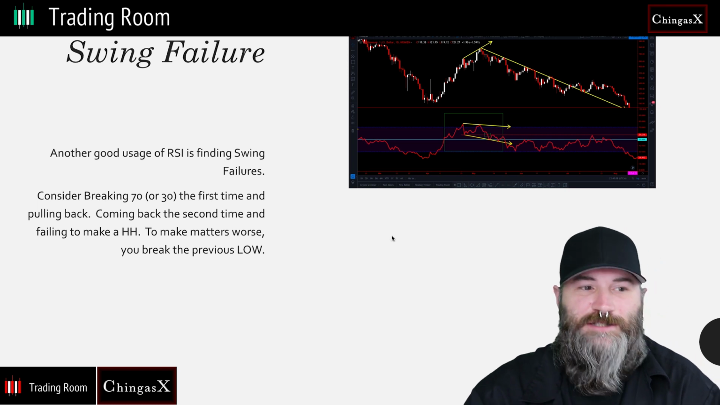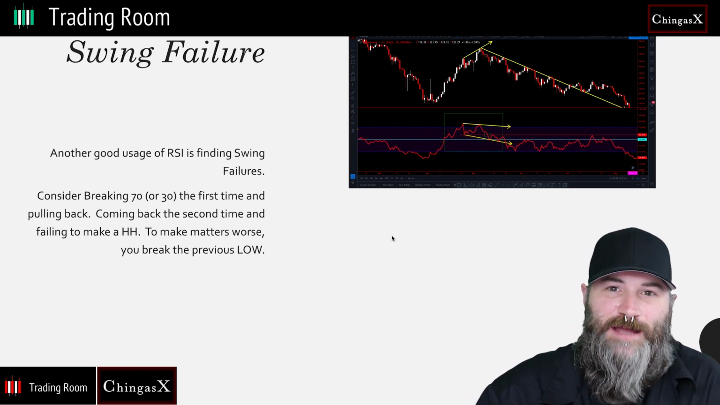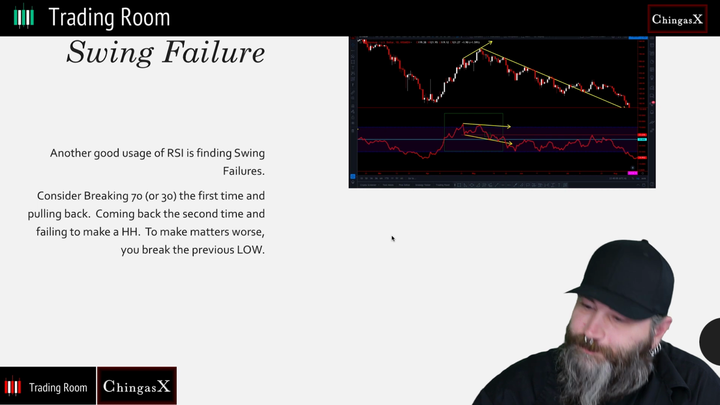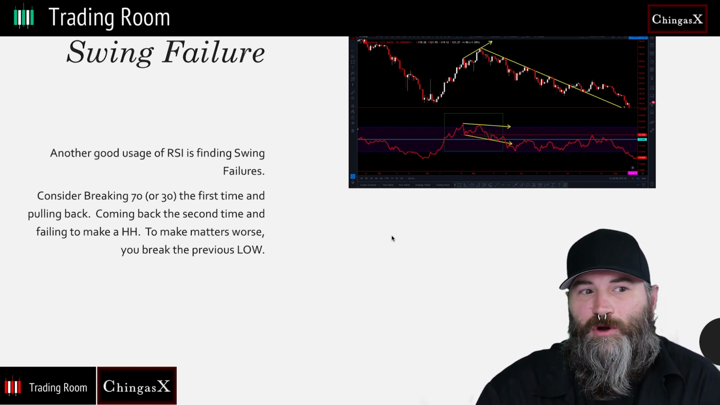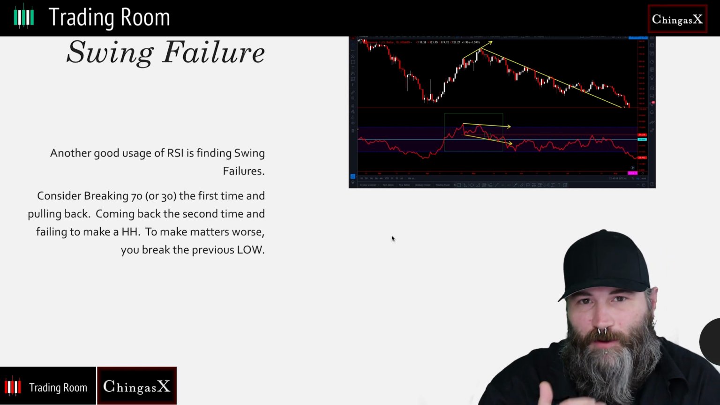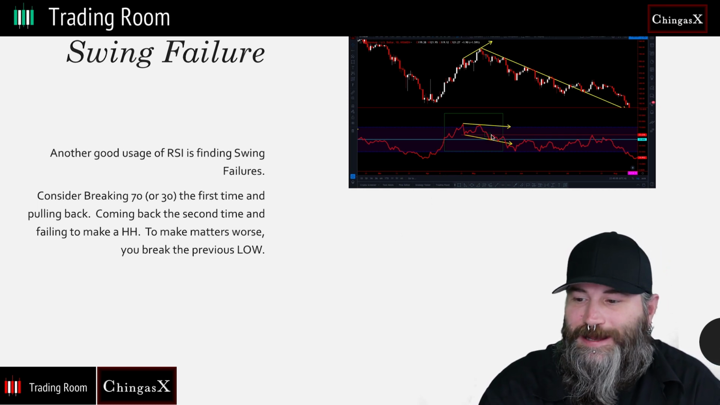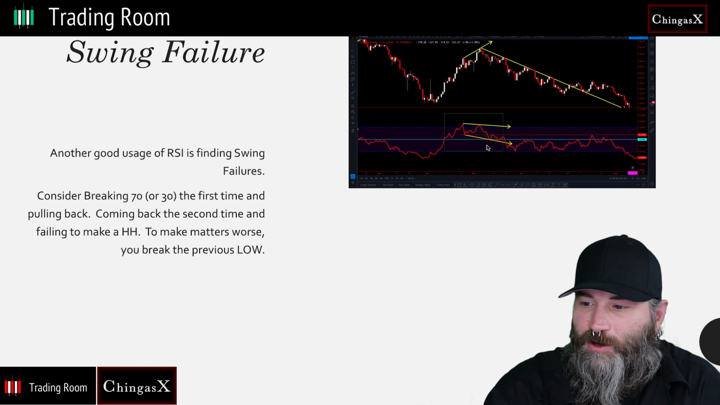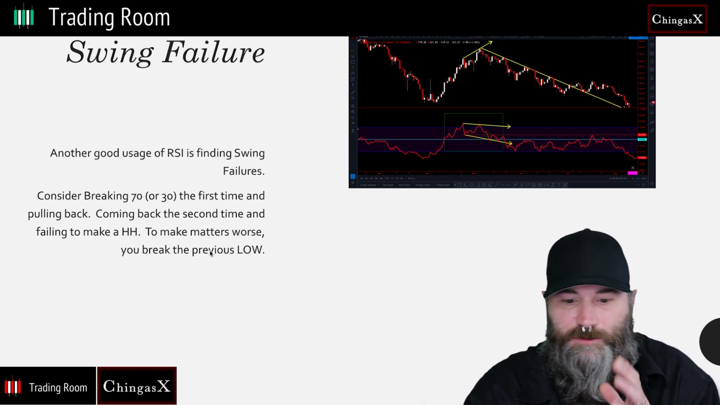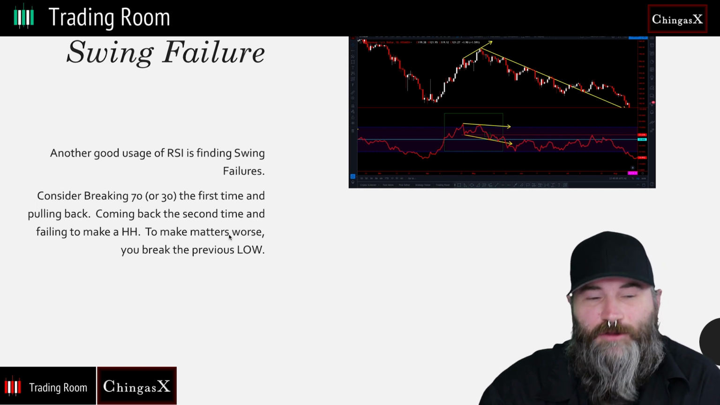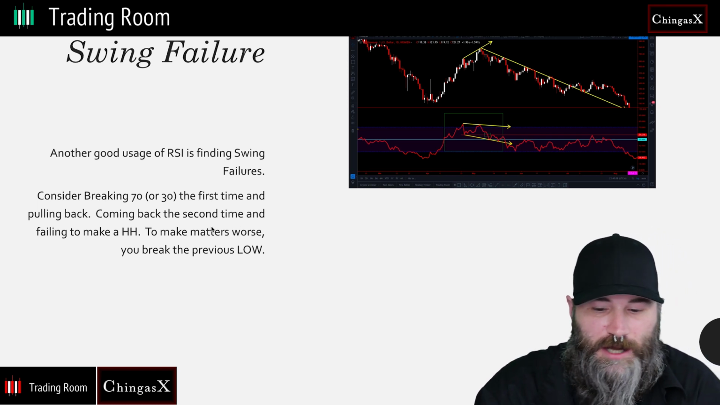All right, so you have an aggressive entry. The second you don't make that higher high, you're going short. And conservative, once you've breached support of that previous low from the pullback, that could be an indication to enter and go short, or the opposite is true if you're going long. All right, so swing failures, very cool. Another way to use RSI.